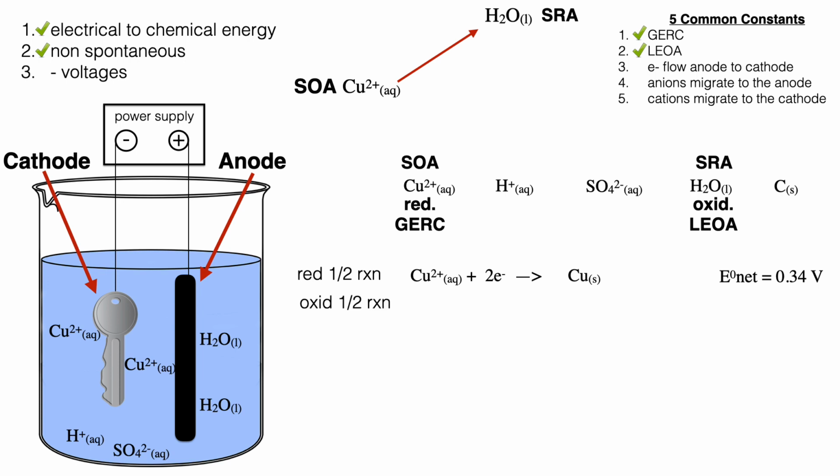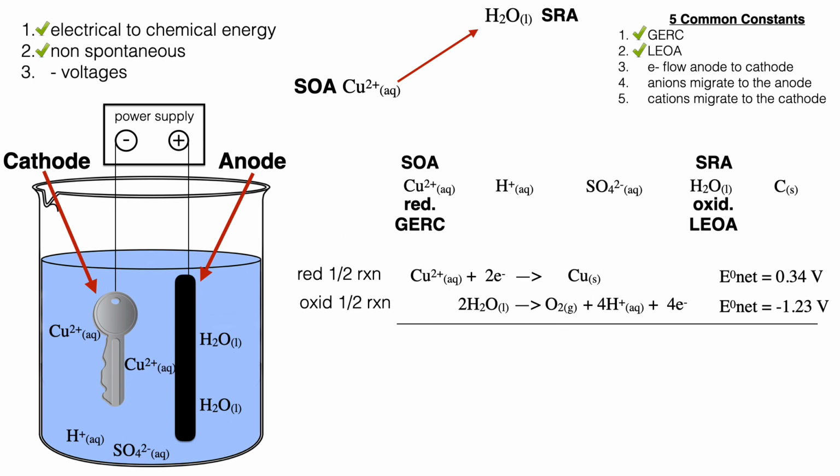Now my oxidation half reaction, of course, I have to flip what it looks like in the chart. So I flip it to my oxidation equation. I flip the sign, so I got my negative there. Now I got to balance my electrons, so times by 2. Add all that together, and my net voltage is negative 0.89 volts. This is a negative voltage, which means this will not produce electricity.